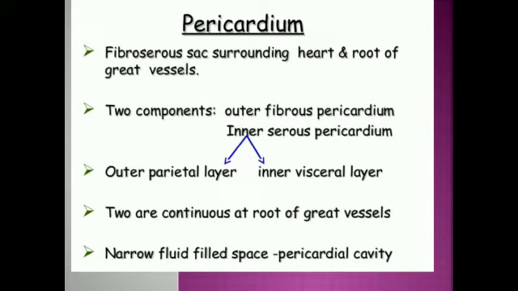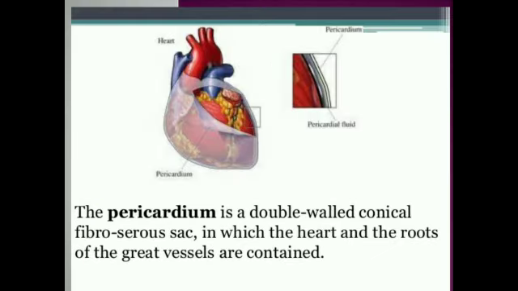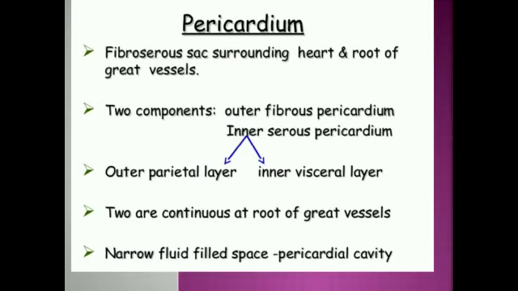So this pericardium has two layers, the outer fibrous and the inner serous. The inner serous is further divided into two, called the outer parietal and the inner visceral. All these layers are continuous at the root of the great vessels.